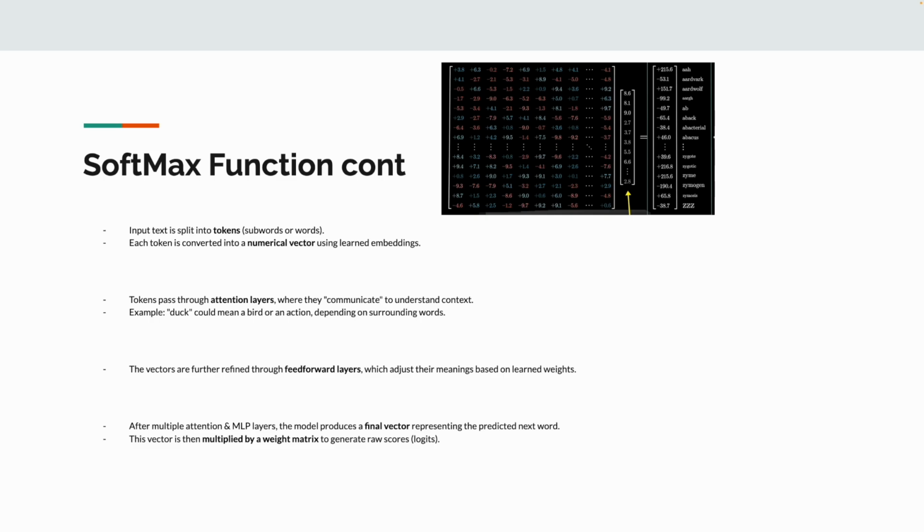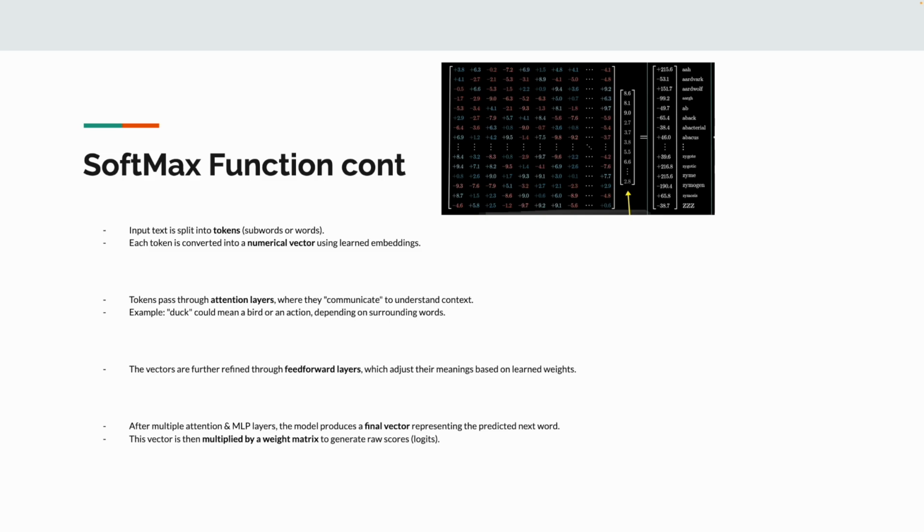After multiple attention and MLP layers, the model produces a final vector representing the predicted next word. This vector is then multiplied by a weight matrix to generate raw scores. This is where we apply the softmax function. This function converts the scores into probabilities, where the higher values mean that the word is most likely to appear next.